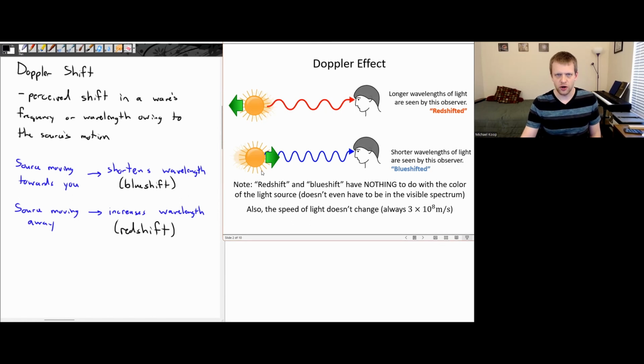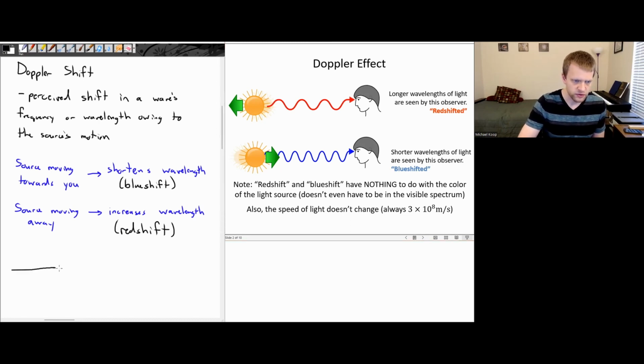Now, these names are a little bit of a misnomer, because redshift and blue shift doesn't mean that the light necessarily turns red or that the light necessarily turns blue. It just means the wavelengths are getting longer for redshift or shorter for blue shift. Because we can have beams of light that are not even in the visible part of the spectrum being redshifted or blueshifted. It always just has to do with whether the wavelength of that light is getting longer or shorter based on what was originally emitted.